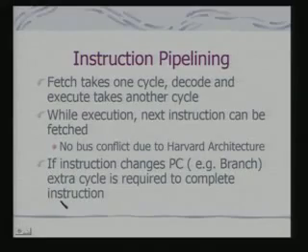Now, the last point that I am showing in this slide is very important. If an instruction changes the PC, that is, when there is a branching, an extra cycle is required to complete the instruction. In fact, this is a basic problem with all pipelining. Whenever there is a branching, obviously my pipeline efficiency goes down. So, here I would require more than one cycle to complete the instruction.